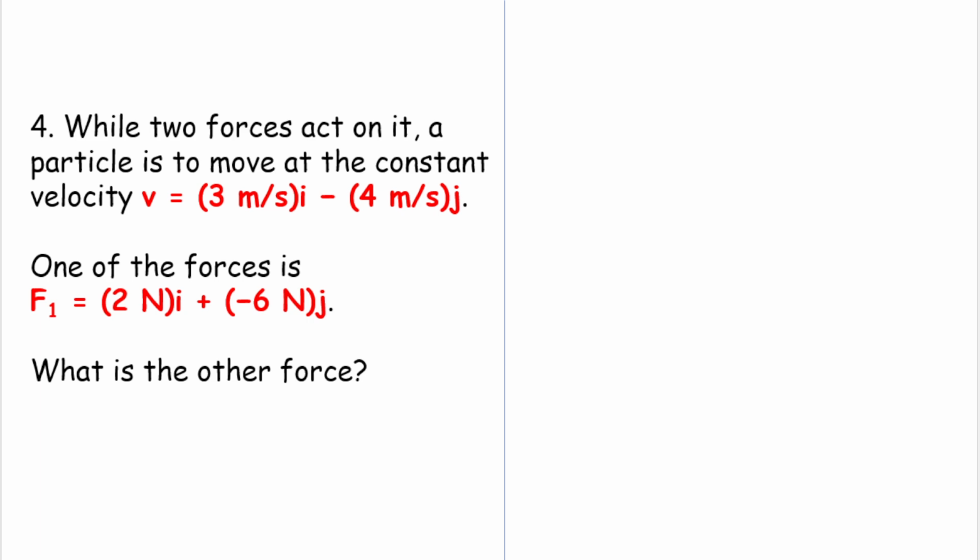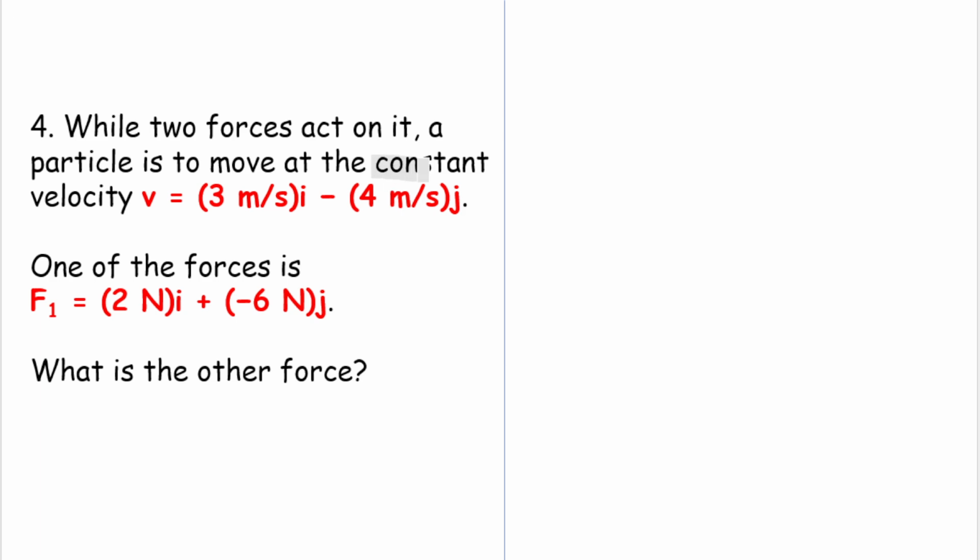Number 4. While two forces act on it, a particle is to move at the constant velocity v = 3i - 4j. One of the forces is F1 = 2i - 6j, and the question is, what is the other force? Okay, this is a trick question because why?